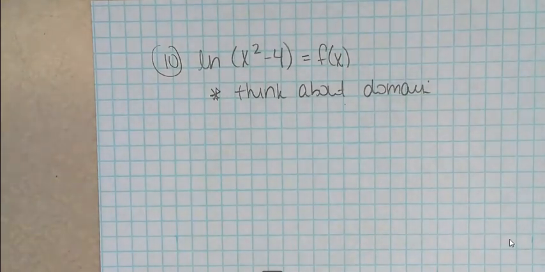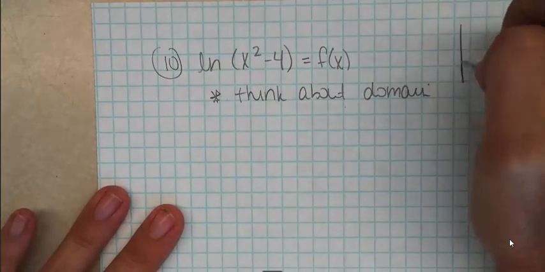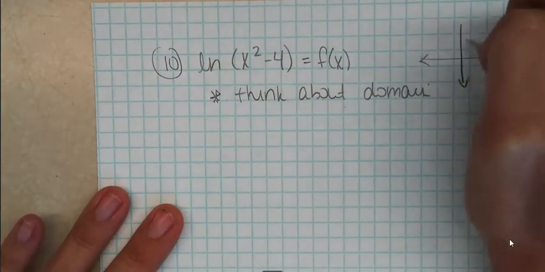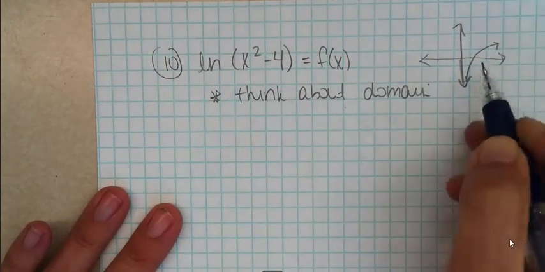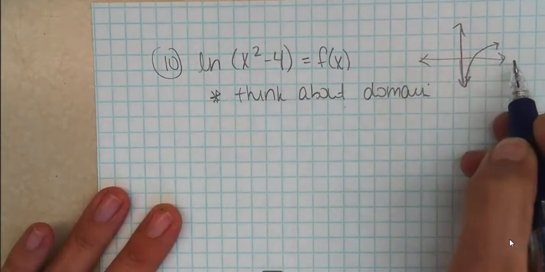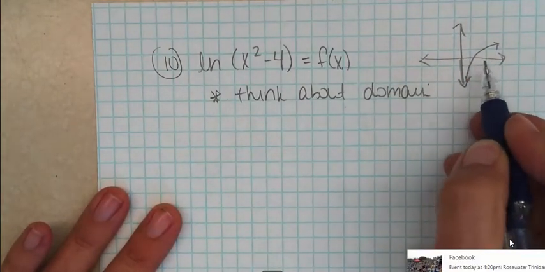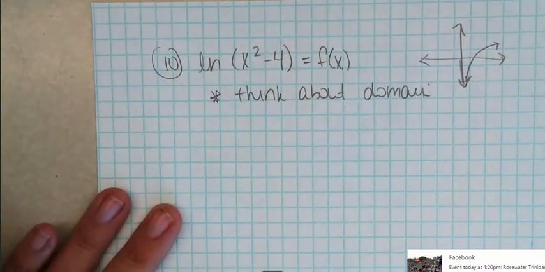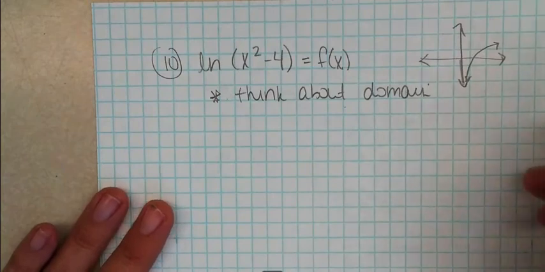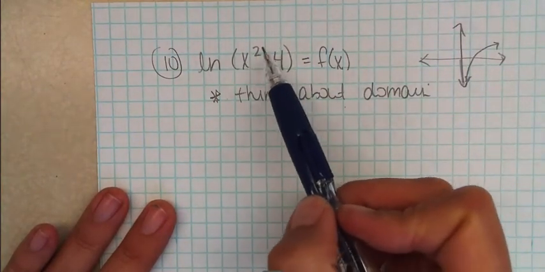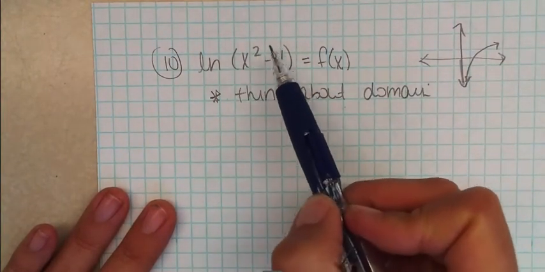So remember, when you graph the parent graph, you've got this asymptote on the y-axis. So you end up with this graph that basically stays all x's being positive. All inputs have to be positive. So what ends up happening is all of your inputs here have to be positive.